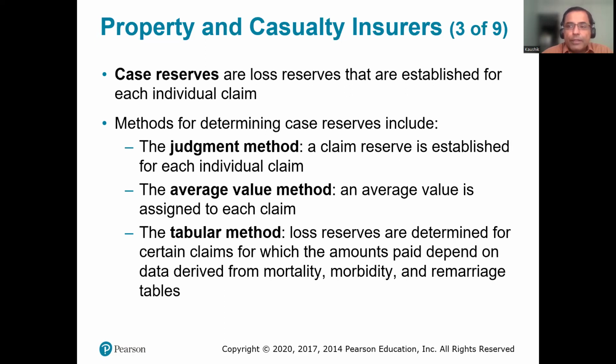So we can determine the case reserves based on three methods. So first is the judgment method, where each individual policy is evaluated and a reserve is calculated. Then we have the average value method. So in this case, we have an average value assigned to a group of policies. And then we have tabular method. So in this case, the loss reserves are determined based on data derived from mortality, morbidity, and other insurance data.